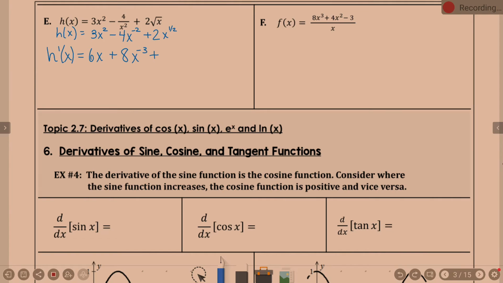Plus 2x to the 1/2. So half of 2 is 1. X to the 1/2 minus 1 is -1/2. Not sure why I wrote that one coefficient of 1 in there, but I did. But it's also not my final answer, is it? So h prime of x, 6x plus 8 over x cubed plus 1 over x to the 1/2, or 1 over the square root of x.